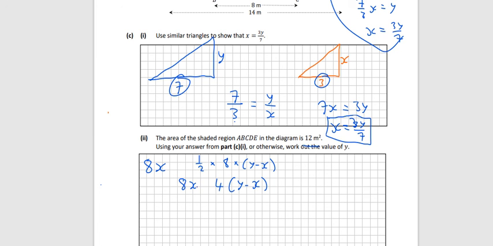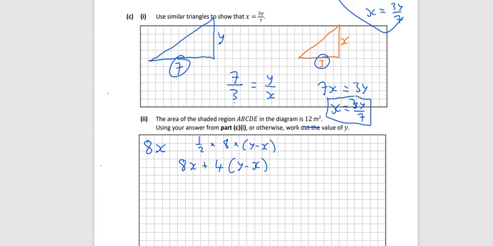So 8x plus, so the 8x, that's the area of the rectangle. This here is the area of the triangle. So hopefully you're with me so far. This is a complicated enough question. So they're saying that all of that is equal to 12. We have to end up working out the value of y. We know from the first part that x is equal to 3y over 7. So I'm just going to put a 3y over 7 in instead of the x. So 3y over 7 is going to go in there. And I'm going to leave everything else as it is for now.